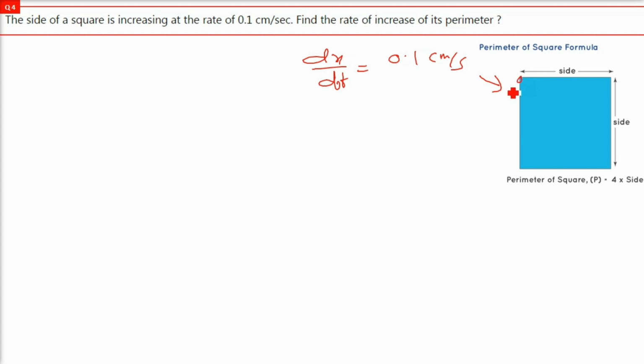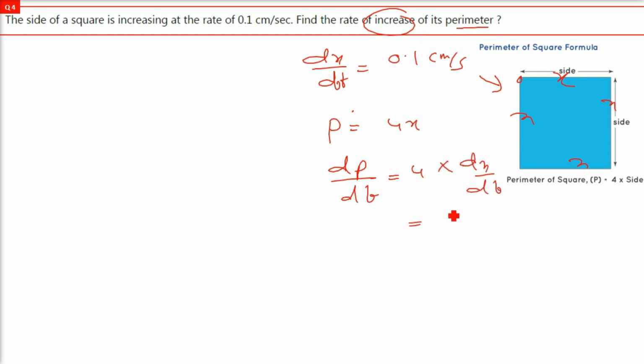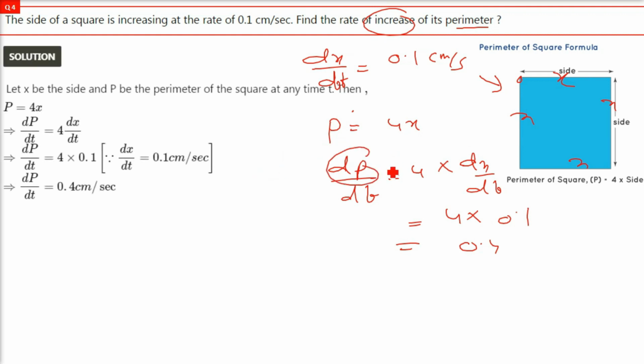If you walk around, the distance you have traveled around the boundary is nothing but the perimeter. Your house has a boundary. You compute the length, that is the perimeter. So perimeter is 4x here, dp by dt is going to be 4 dx by dt. dx by dt is known to us, which is 0.1 centimeter per second. 4 into 0.1 is your answer, which is going to be 0.4, and as I said, don't forget about the unit. The way you have to write it is right in front of you on the left side: 0.4 centimeter per second.